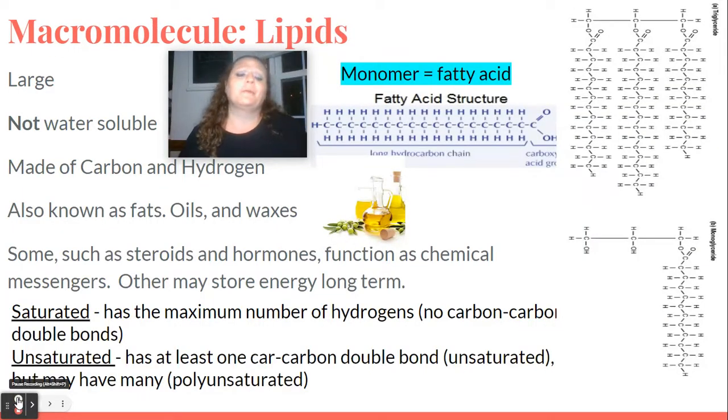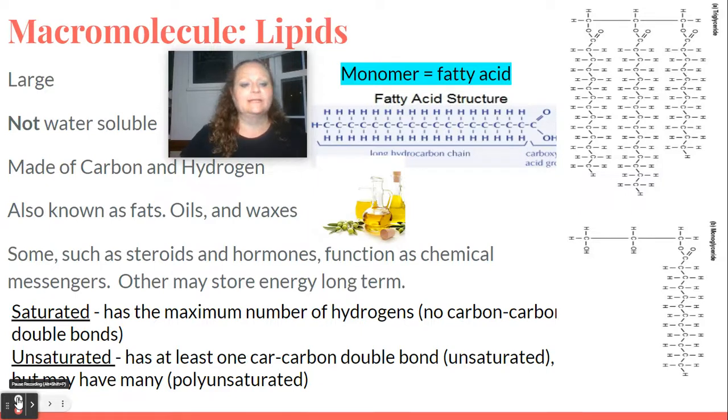Our next macromolecule that we're going to talk about are the lipids. Lipids are things like oils and fats. We find a lot of them in butter, a lot of lipids in olive oil, and that sort of thing. The waxy coatings on leaves are also a type of lipid. These are big molecules, and they're not going to be water soluble. This is why oil and water don't mix.